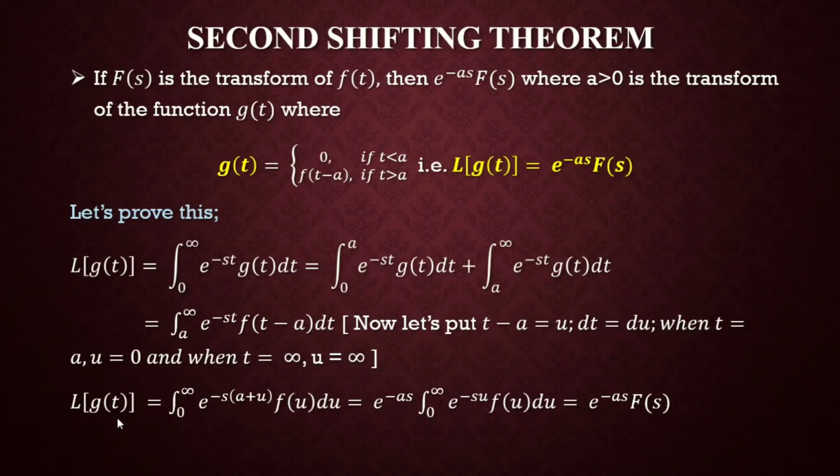Therefore, Laplace of g of t is equal to integral 0 to infinity e raised to minus s, now in the place of t we'll write a plus u, f of u du. Now we'll take e raised to minus as outside since it's a constant. Therefore, e raised to minus as integral 0 to infinity e raised to minus su f of u du. Now this is f of s, right? Therefore, Laplace of g of t will be equal to e raised to minus as f of s.